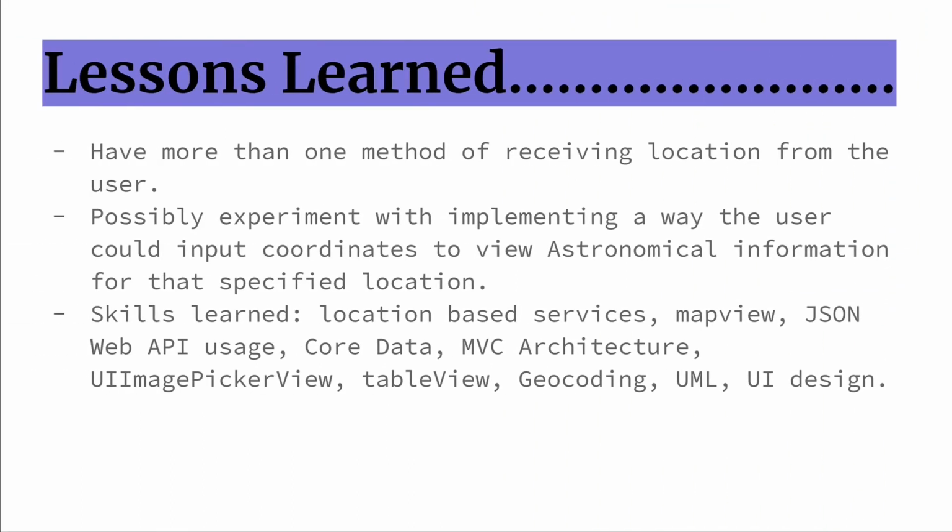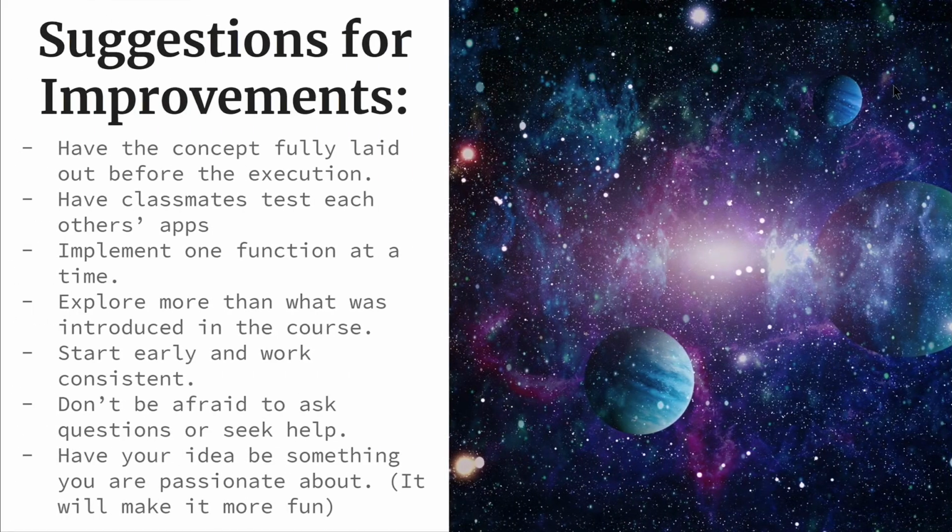The lesson learned from working on this project would be to have more than one method of receiving location from the user. One possibility would be to experiment with implementing a way that the user could input coordinates to view astronomical information from that specified location. And the skills learned would be location-based services, map view, JSON web API usage, Core Data, MVC architecture, UIImagePickerView, table view, geocoding, UML, and UI design.